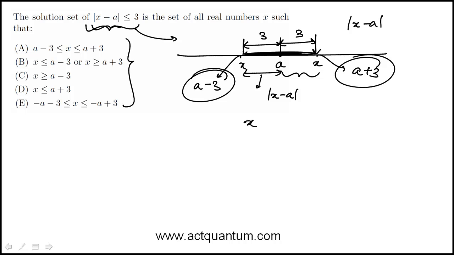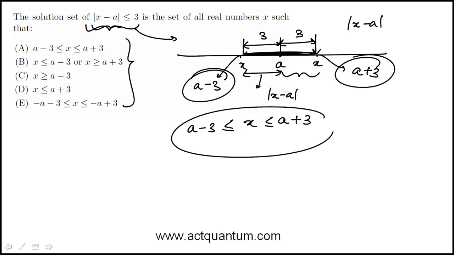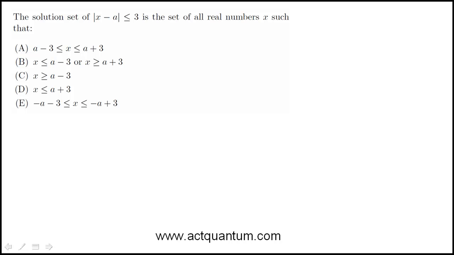And that means the solution would be x is greater than or equal to A minus 3 and less than or equal to A plus 3, which is answer choice A. Now the second approach in this problem would be to use some examples. And we can select a value for A. Let's say A is 2. We're looking for solutions for this.